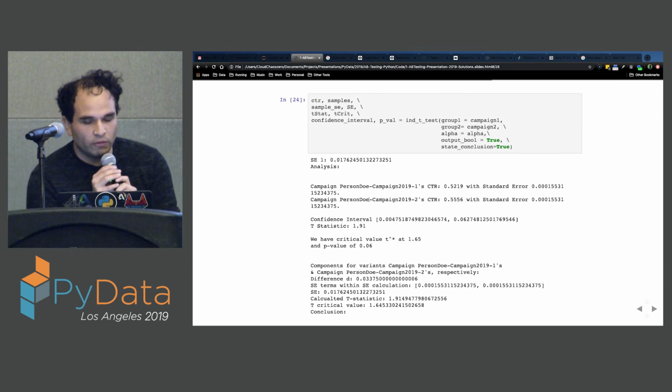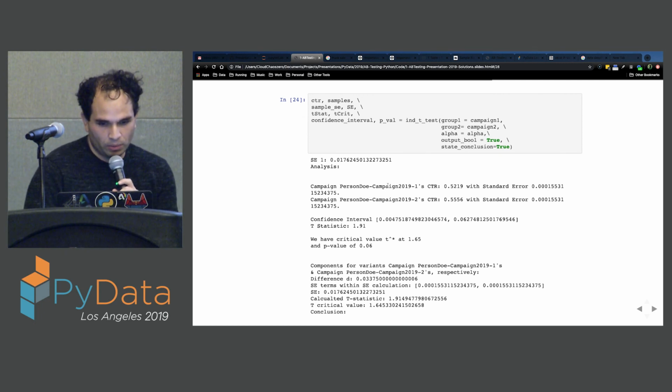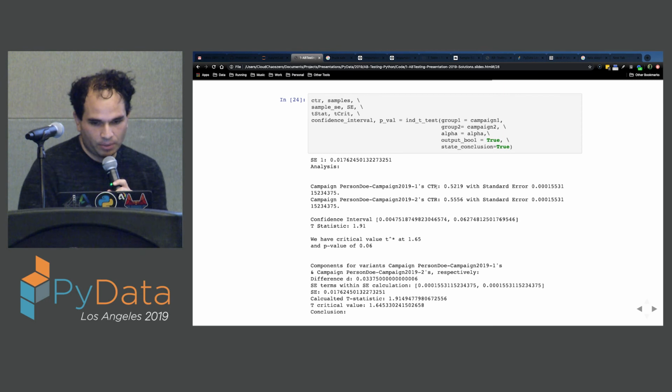And here's the output for utilizing that customized function right here. So here we have the click-through rates established for A and B respectively. The confidence interval calculated if needed. The calculated t-statistic, the t-critical value of 1.65, and then a p-value of 0.06.